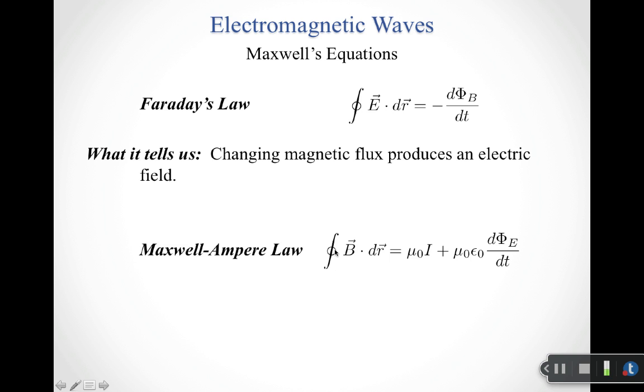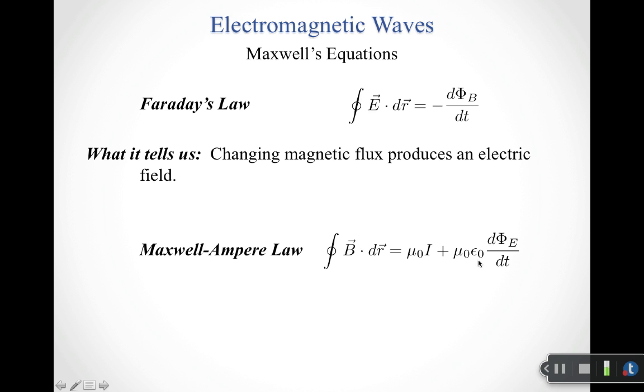Then there's the Maxwell-Ampere law. Ampere's law we've dealt with, and it's very similar to this one. It says the integral over some closed loop of B dot dr is equal to mu naught I. But one of the things that Maxwell did, and part of why we call these Maxwell's equations, is he realized that there had to be some symmetry here. So this symmetry of changing the magnetic field producing an electric field, he hypothesized that that's also true here, and then in fact it is.